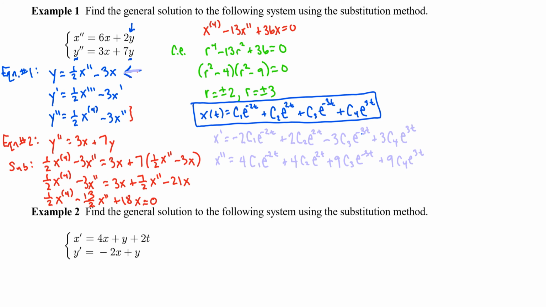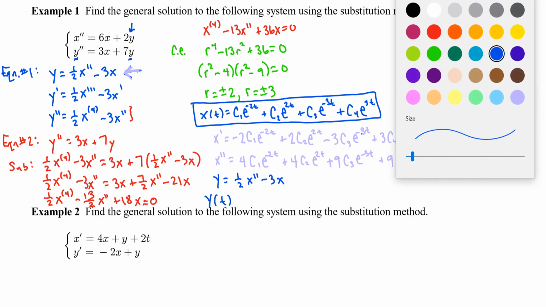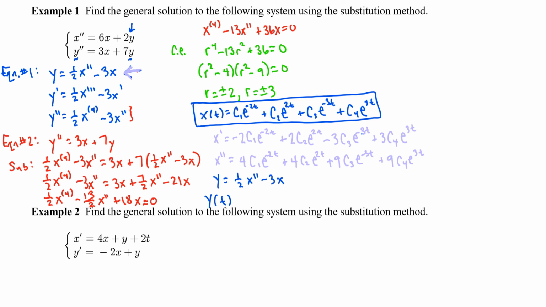So again, using this as our guide, let me just make a note of it over here. Y is equal to 1/2 x double prime minus 3x. So we're going to multiply x double prime by 1/2, and we're going to subtract 3 times x. Okay, so I'm going to write this down directly, making those calculations in my head as I go. So 1/2 times the term from x double prime minus 3 times the term from x prime.